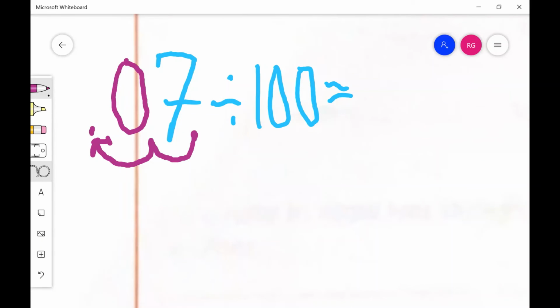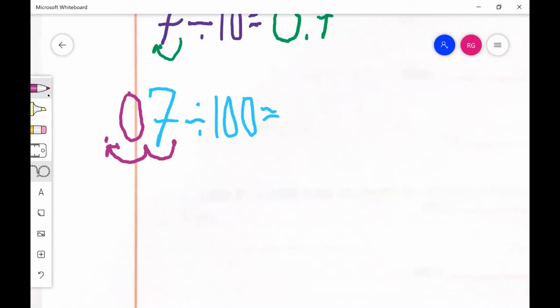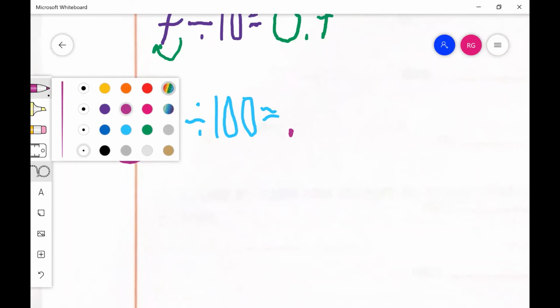And notice I add that 0 even before I write my answer. I like to write that in. It helps me to visualize this better. So I just need to say the answer is what, guys? What do we say? 0.07. Okay, 0.07. Yes, that's correct.